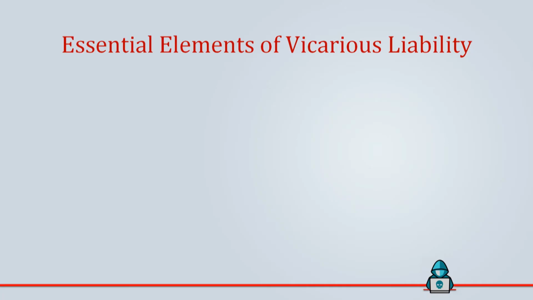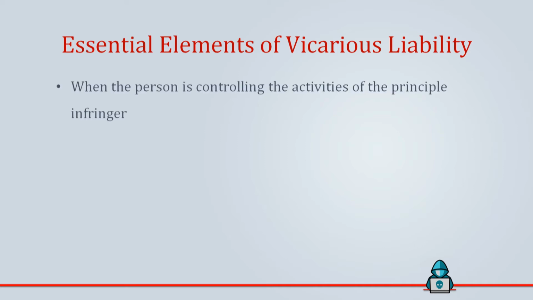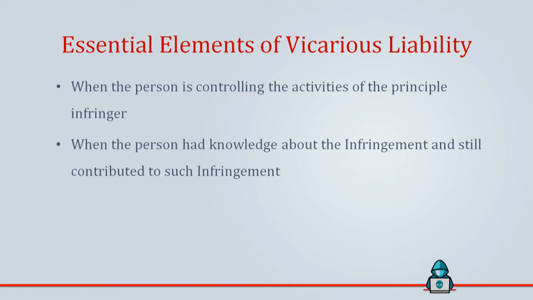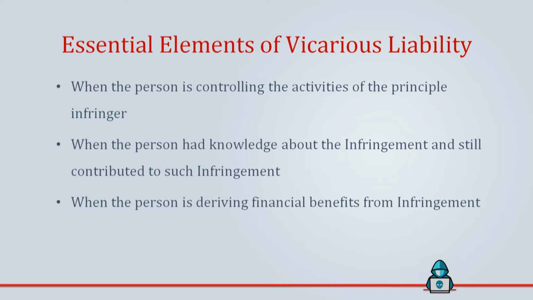Now consider what are the essential elements for vicarious liability. When the person is controlling the activities of the principal infringer, when the person had knowledge about the infringement and still contributed to such infringement, when the person is deriving financial benefits from the infringement.